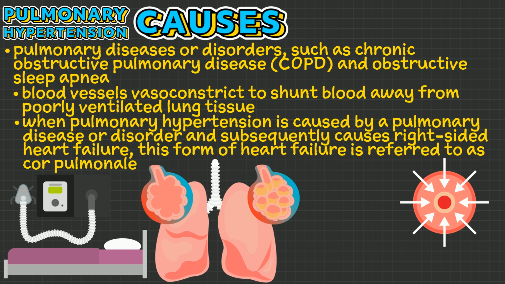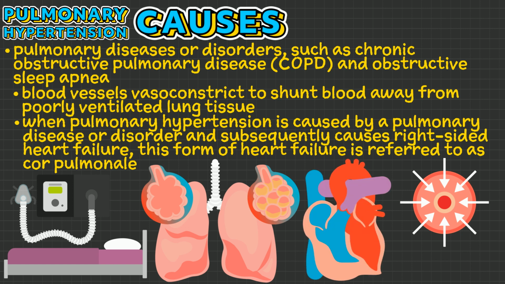When pulmonary hypertension is caused by a pulmonary disease or disorder and subsequently causes right-sided heart failure, this form of heart failure is referred to as cor pulmonale. If you want to learn more about cor pulmonale, you can click the link provided on screen or in the description below.